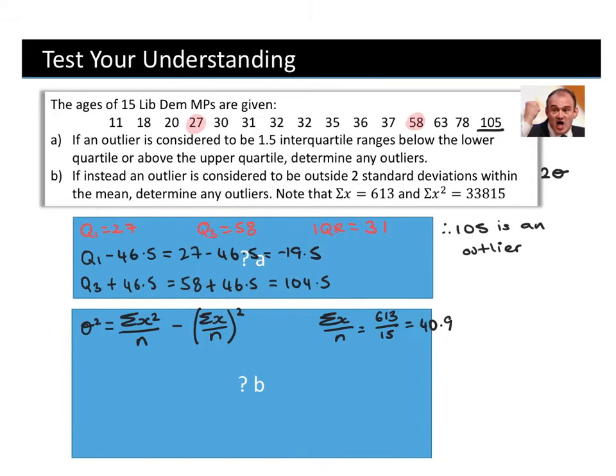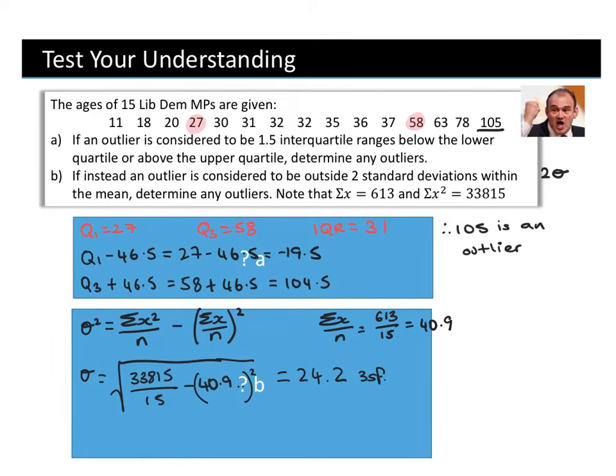40.8666, let's call it 40.9. Then to find our standard deviation, we're going to have the square root of 33,815 divided by 15 minus 40.9 dot dot dot, squared. Putting that in, it's going to give me 24.2 to 3 significant figures.